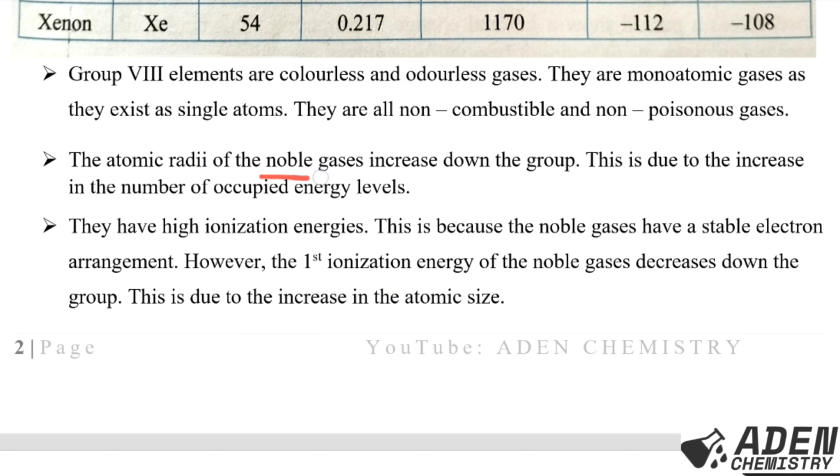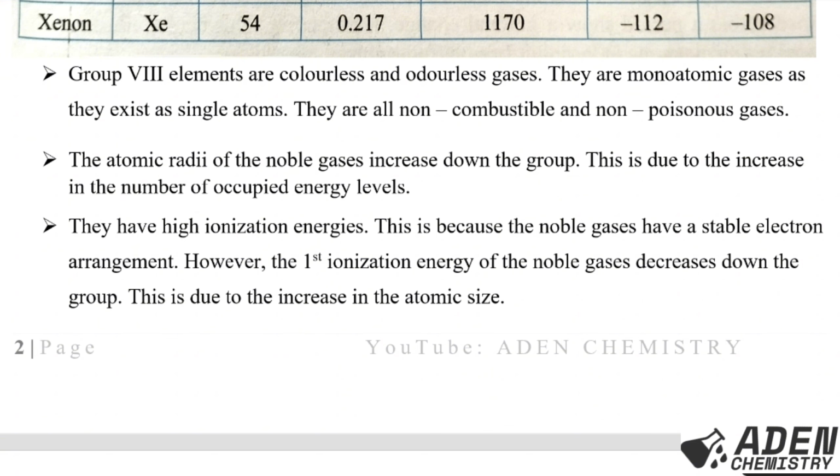The atomic radii of the noble gases increases down the group, and we're seeing this due to the increase in the number of occupied energy levels. Remember, learners, we have seen the atomic radii and the ionic radii of alkali metal, alkaline earth metal, and also the halogens. So all of them, we were just seeing the same trend. The atomic and the ionic radii of alkaline earth metal and also the halogens were increasing down the group, and the reason was due to the increase in the number of occupied energy levels. Just like those families, even the noble gases, the atomic radii increases down the group, and the reason is just the same as that of the other chemical families. That's due to the increase in the number of occupied energy levels.